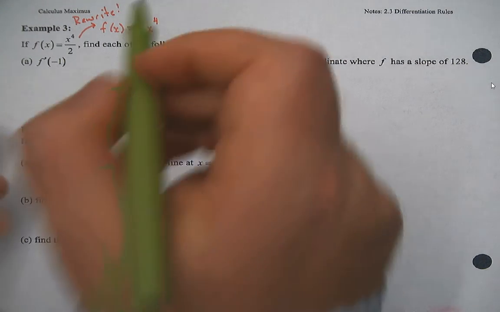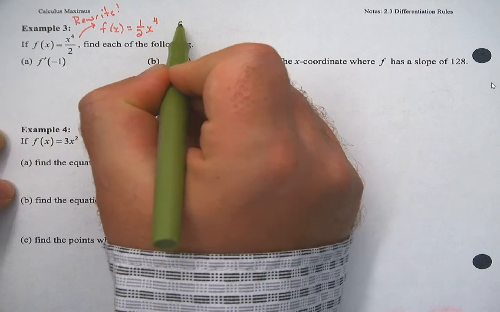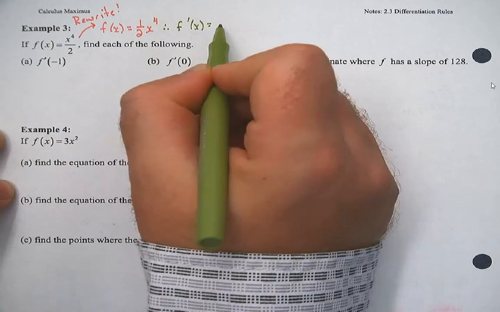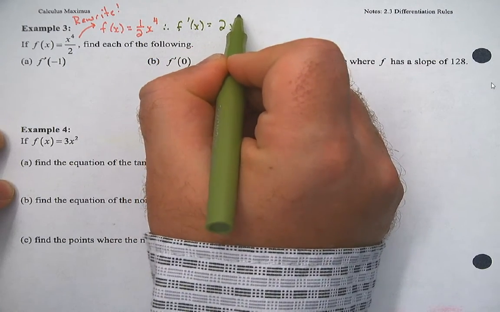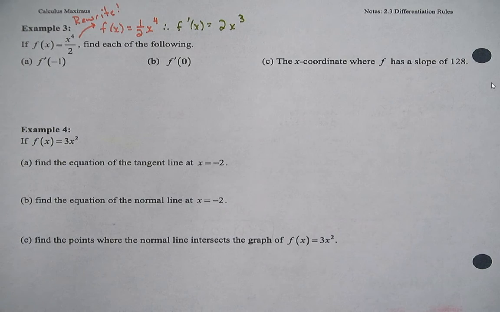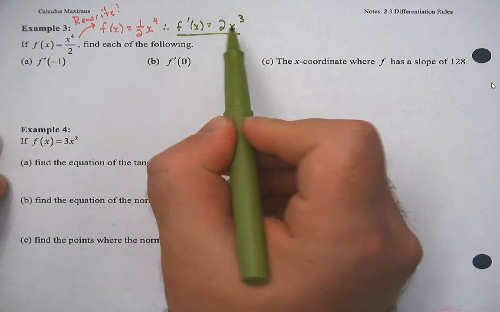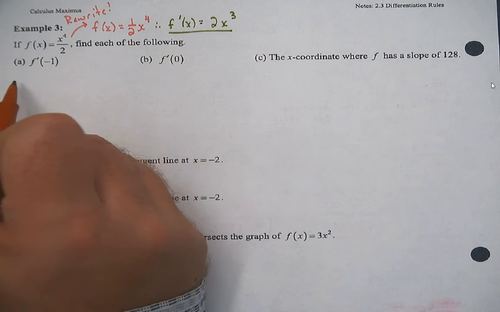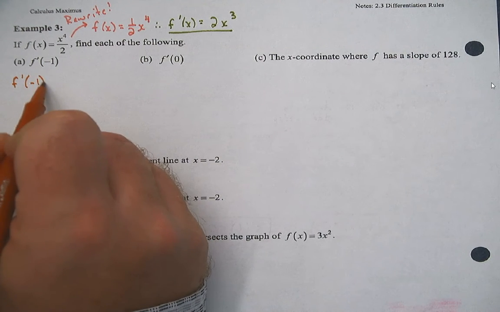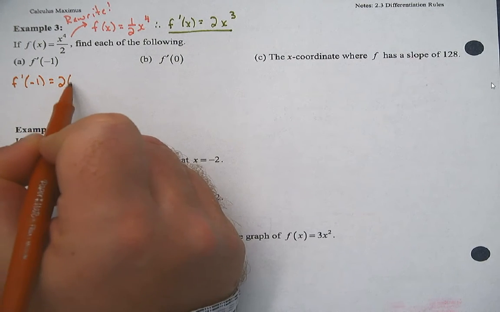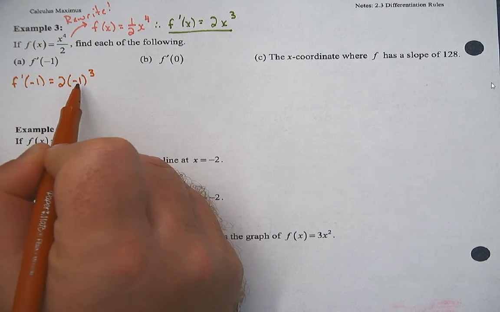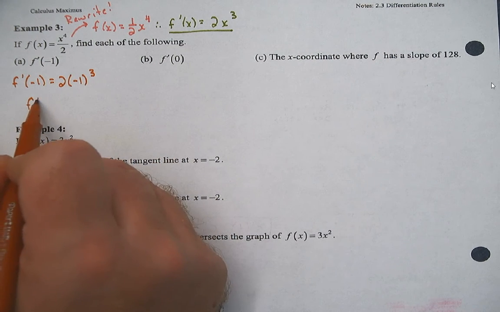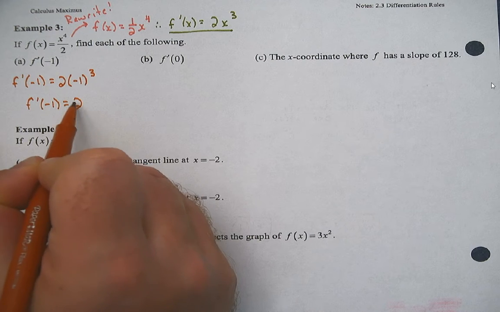So now that I've done my rewrite, I can go ahead and calculate my derivative. Therefore, f prime of x is equal to 4 over 2, which is 2, and then subtract 1, which is 3. Now I'm going to use this to help me answer some of these questions. All right, so if I wanted to figure out f prime of negative 1, guess what I would do? I'd plug in negative 1 for x. A negative 1 cubed would still be a negative, times 2, so f prime of negative 1 ends up being negative 2.